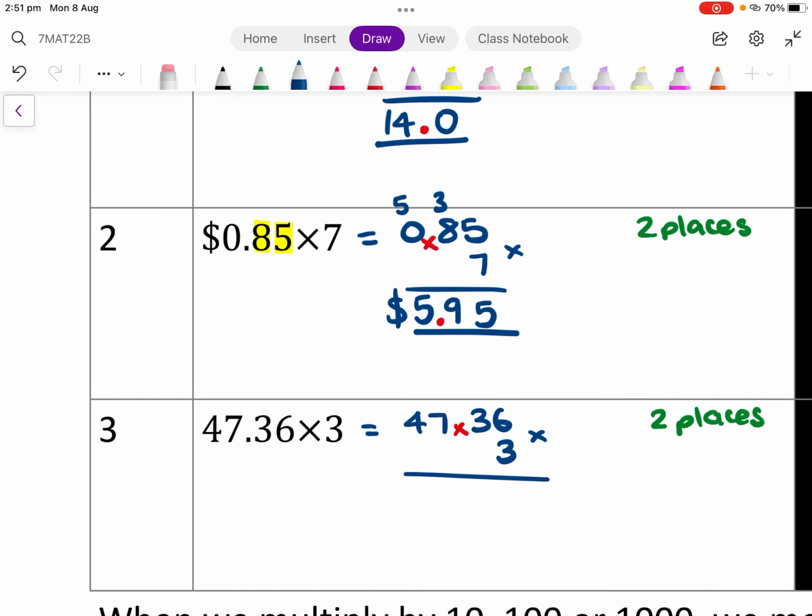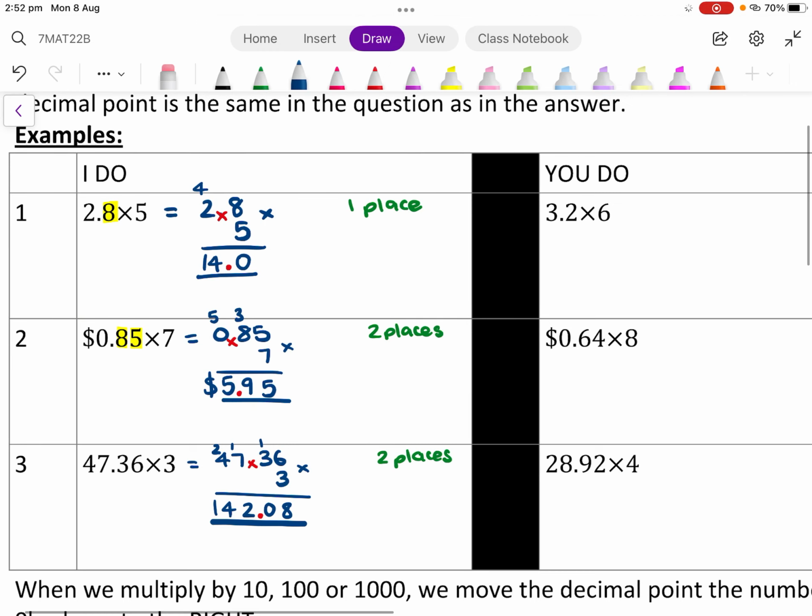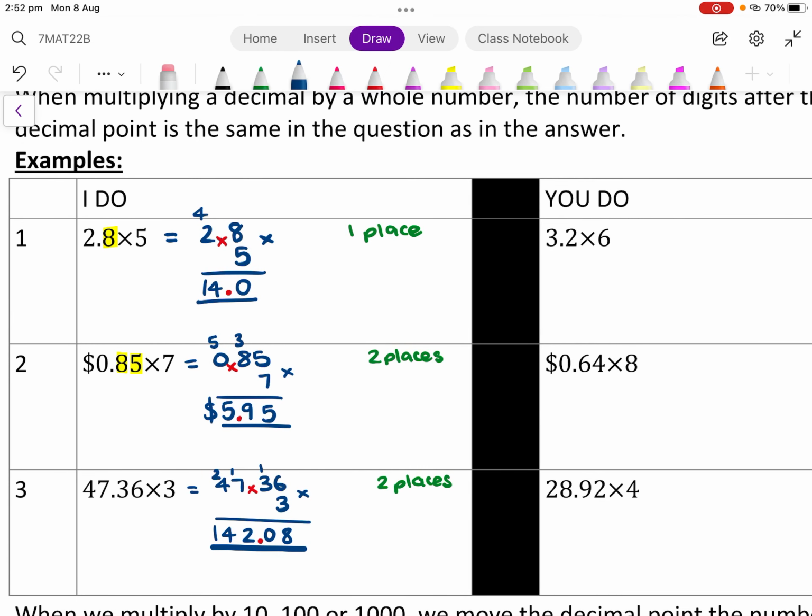3 times 6 is 18. 3 times 3 is 9 plus the 1 is 10. 3 times 7 is 21 plus the 1 is 22. 3 times 4 is 12 plus the 2 is 14. Now we want two numbers after our decimal point, meaning that our decimal point must go between the 2 and the 0. So our answer is 142.08. You now have 3 minutes to have a go at the You-Do questions.